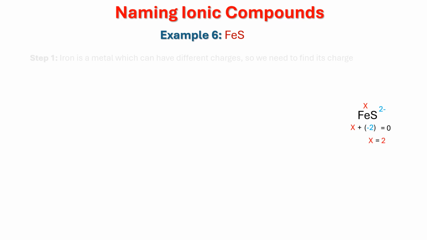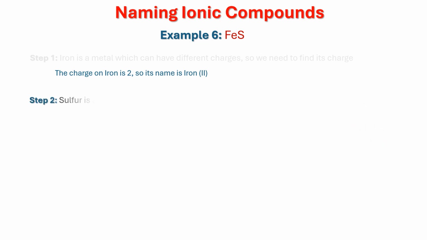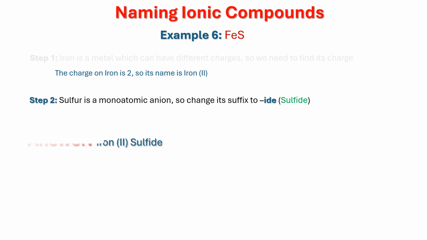So X is equal to positive 2. So this would be the charge for iron when it's reacting with sulfur in this example here. Sulfur is a monatomic anion, so we change its suffix to -ide. So we would name this compound iron(II) sulfide.